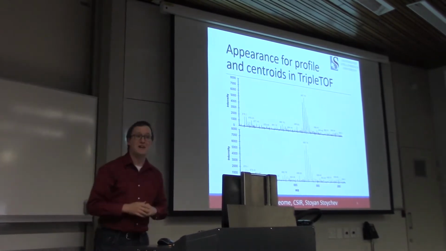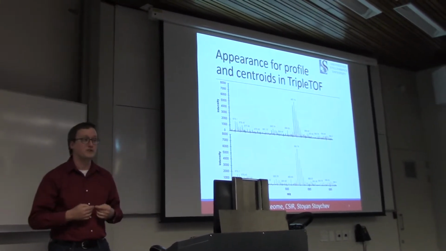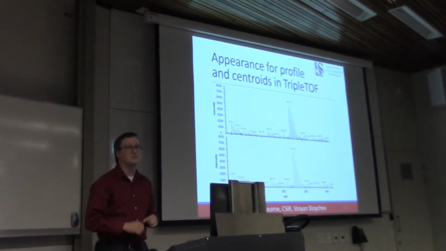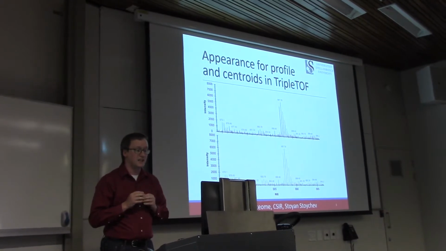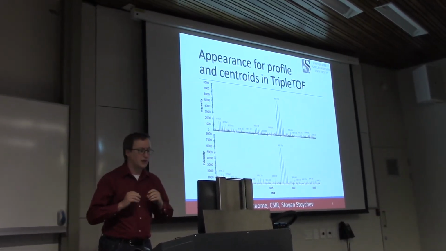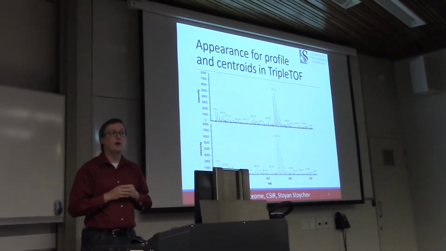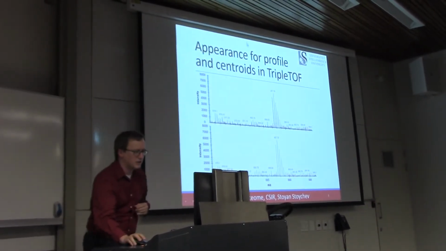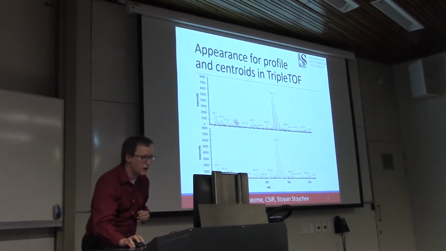Now, I have a collaborator at CSIR in Pretoria, Stoyan Stoichev, who has produced some data sets for urine peptides. In this case, I've zoomed in on it using 2 different appraisals of the same thing. At the top, I have profile data. So I'm going to use my mouse as a laser pointer if I can make that work. Here we go. All right.